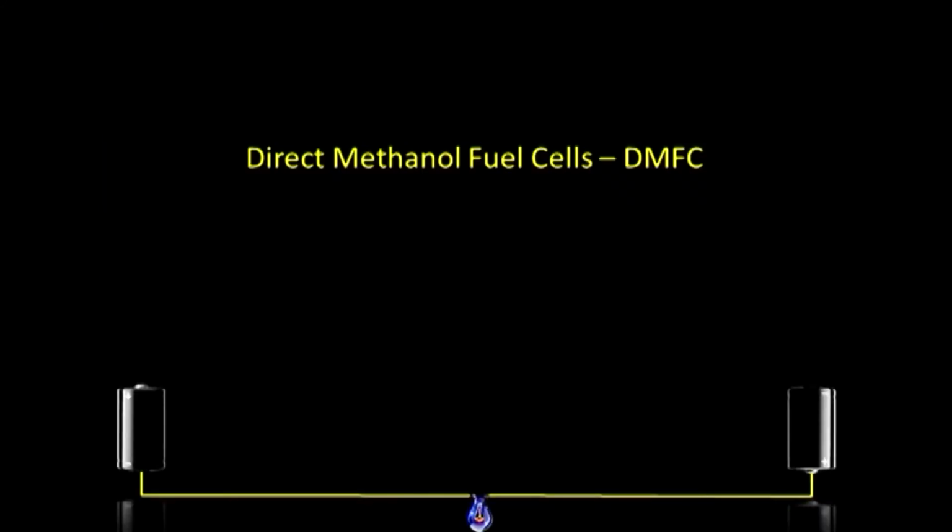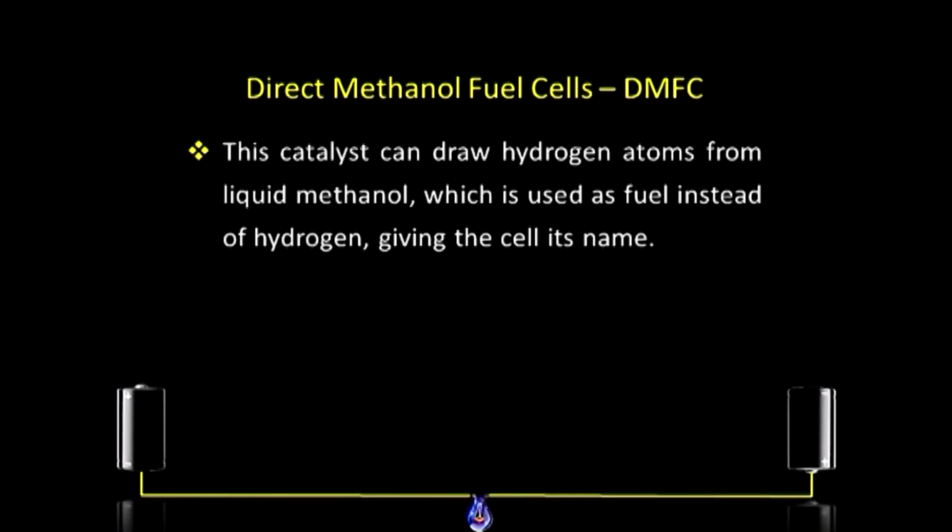Now the next type of fuel cell is the direct methanol fuel cell. As the name suggests, the fuel used in this type of fuel cell is methanol, and the electrolytic membrane is again a polymer membrane like in PEMFC, that is the proton exchange membrane fuel cell. The catalyst used is a platinum ruthenium combination for the anode, whereas only platinum catalyst is used for the cathode. These catalysts can draw hydrogen atoms from liquid methanol, which acts as the fuel, giving the cell its name, direct methanol.